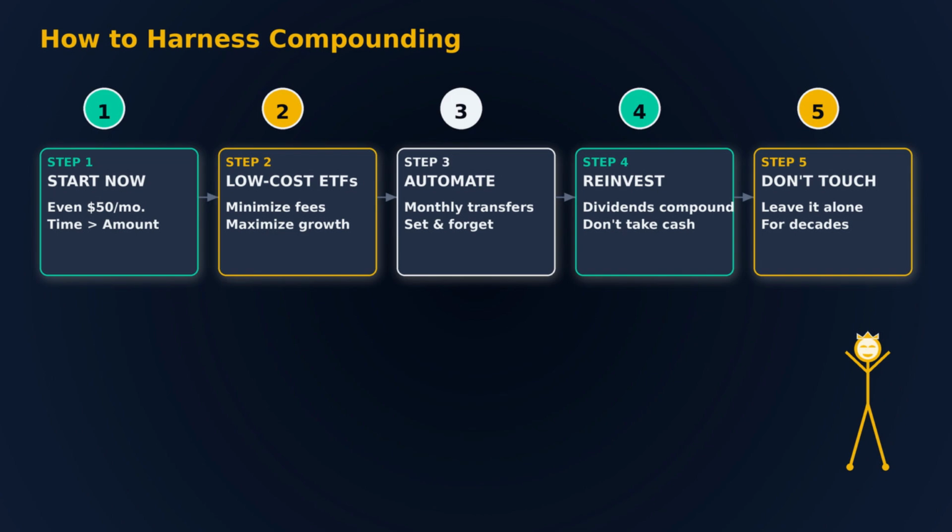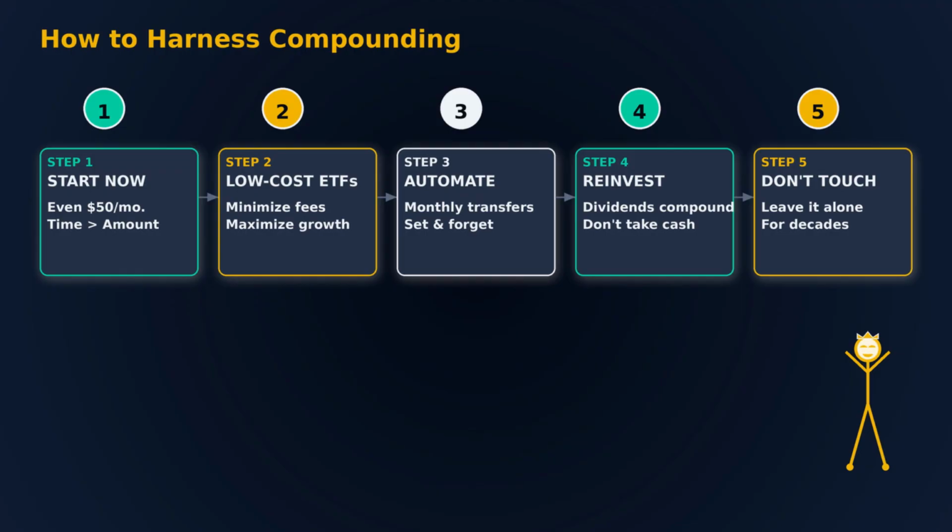Here's how to put compound interest to work for you starting today. Step 1, start now. Even if it's $50 a month, time matters more than amount. Step 2, invest in low-cost index ETFs. Minimize fees to maximize compounding. Step 3, automate. Set up monthly transfers so you invest consistently without thinking about it. Step 4, reinvest all dividends. Don't take them as cash, let them compound. Step 5, don't touch it. Leave your investments alone for decades. The market will have ups and downs, but over long time periods, compound growth wins.